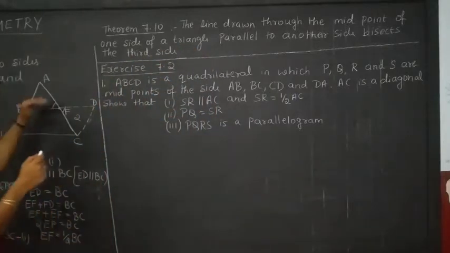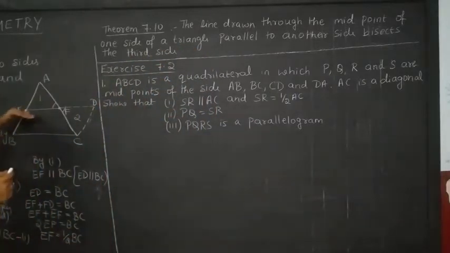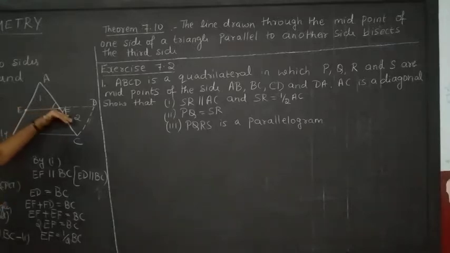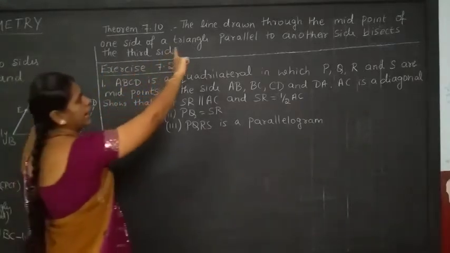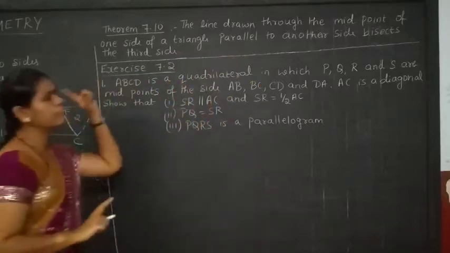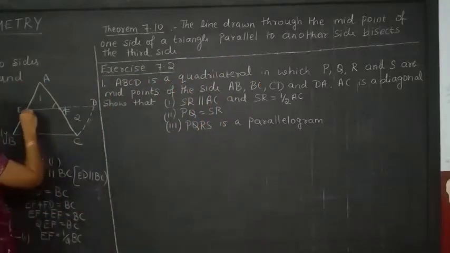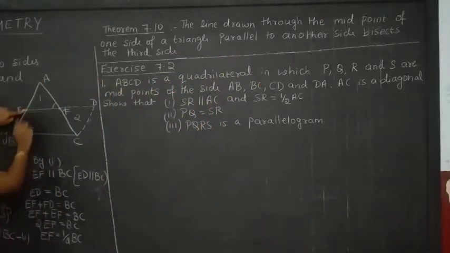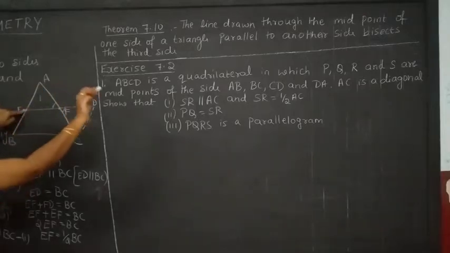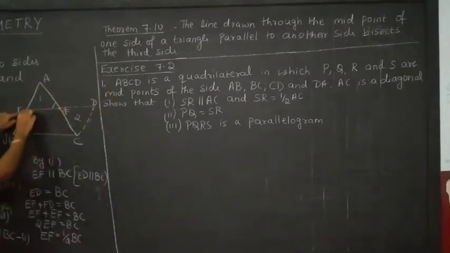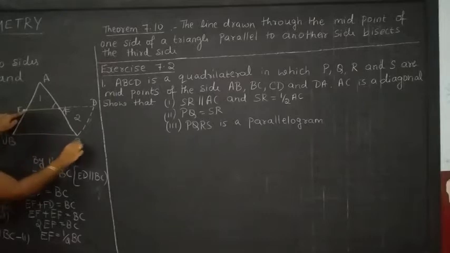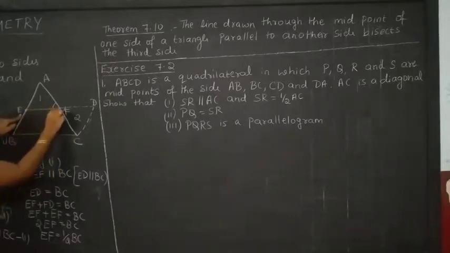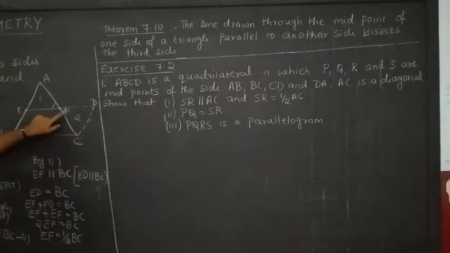Now here the same figure, students. We are on E and F. For the midpoint it is mentioned, but here the line is drawn through the midpoint E of any one side AB of a triangle, and it is parallel to another side. That line drawn, EF, is parallel to BC. Then you have to prove F is the midpoint.